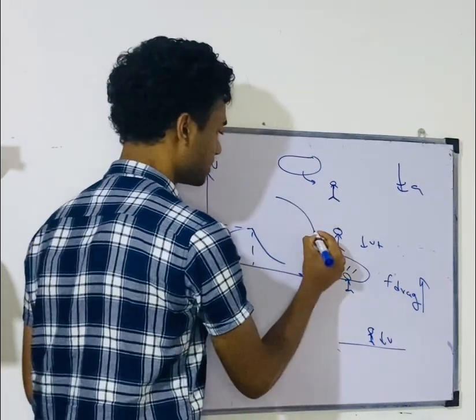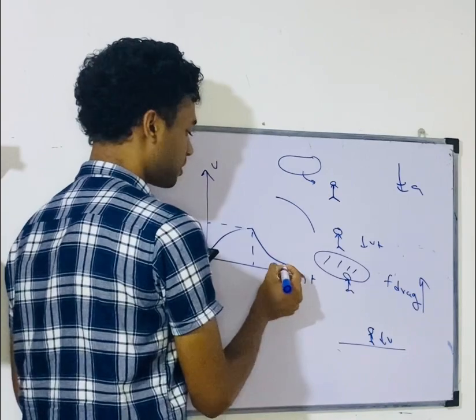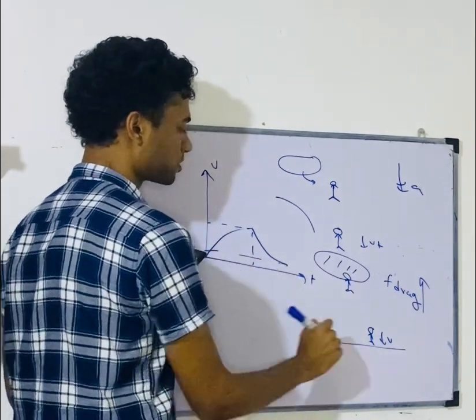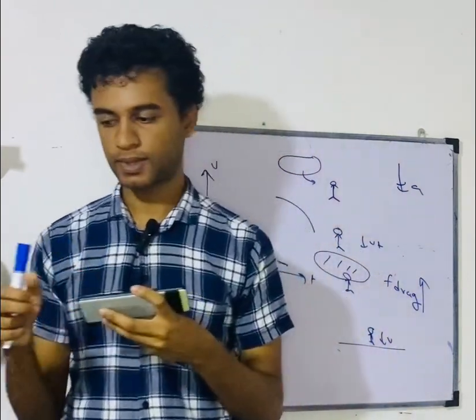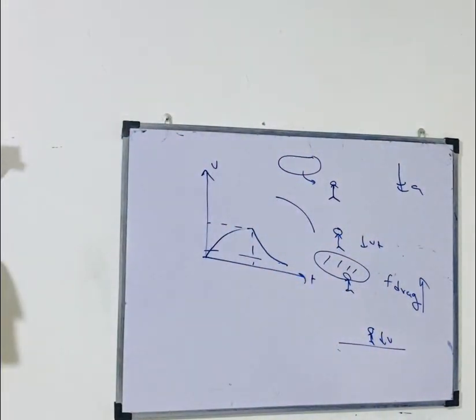So I can't have a gradient like this. But eventually it comes to a certain velocity and he comes to the ground. Right? Yeah, that's the idea. So then we have question number 43.